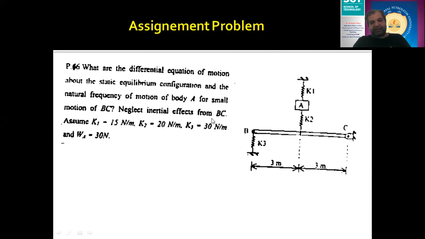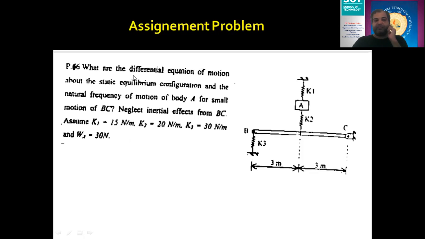Neglect the inertial effect from BC. Assume K1, which is this spring, equals 15 Newton per meter, K2 is 20 Newton per meter, K3 is 30 Newton per meter, and the weight WA is given. This block has been put here, and its weight is given, which is 30 Newton. So basically, they are asking what equations you need to find out. You need to generate the equation of motion for this particular condition.